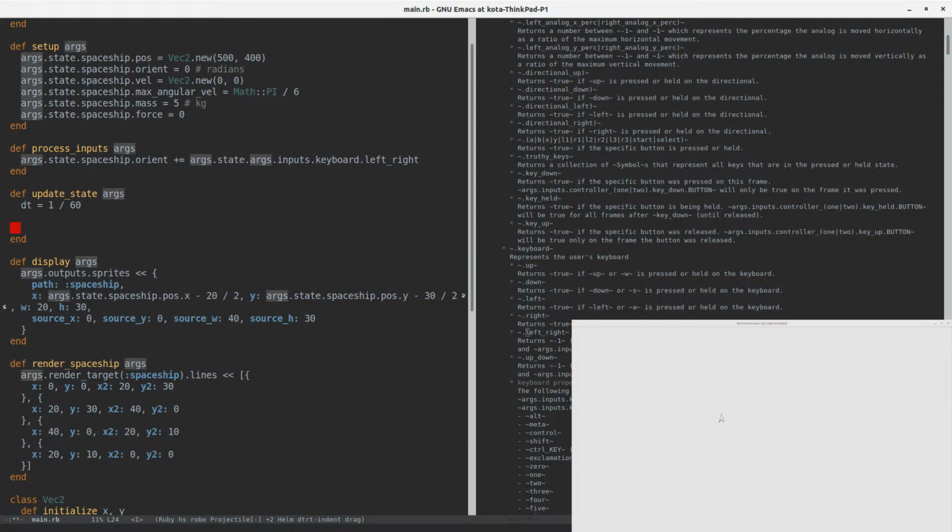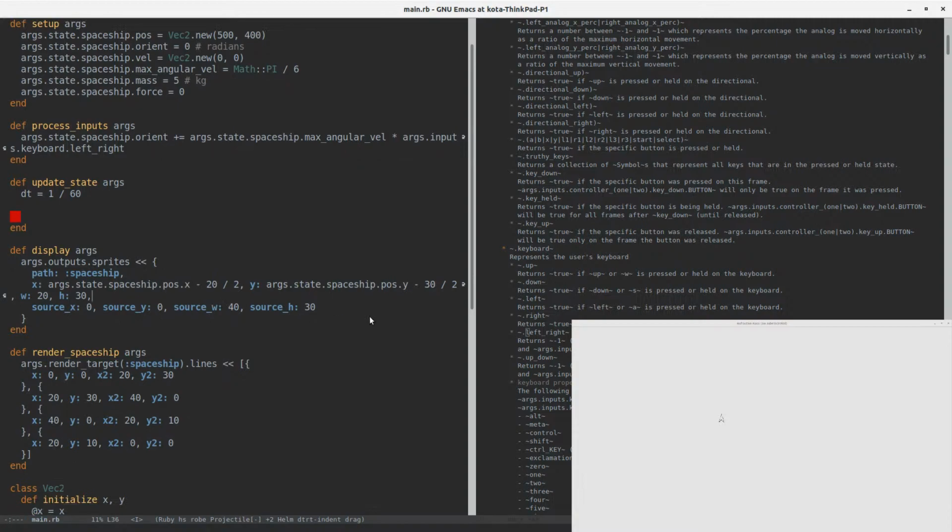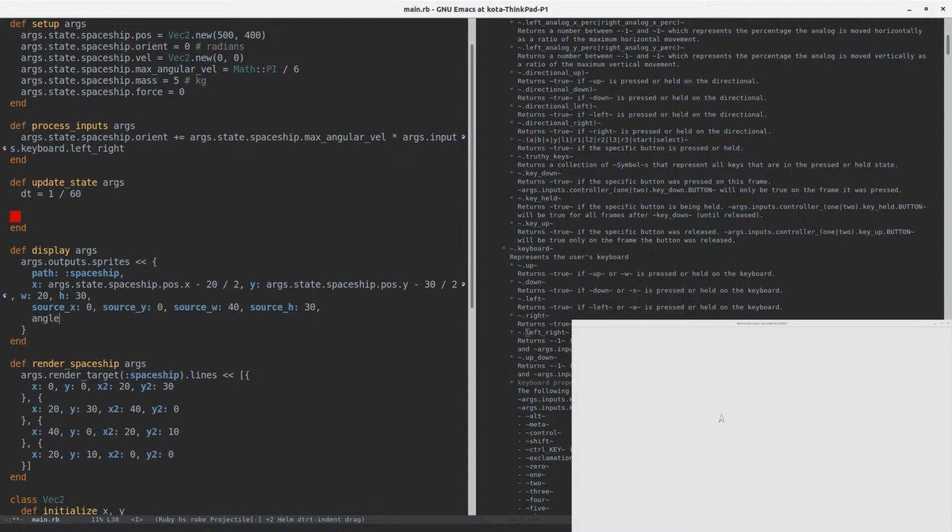I'm sorry, the chat is pretty delayed here, so we'll just do something like that. And then our angle here is directly from args.state.spaceship.orient times 180 over math pi.